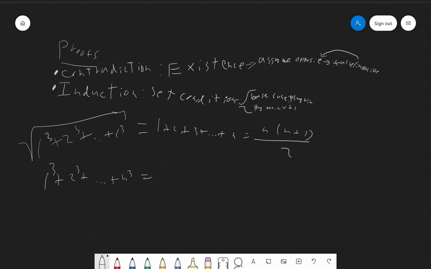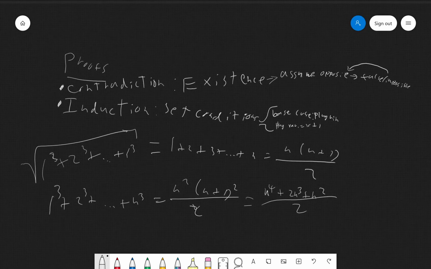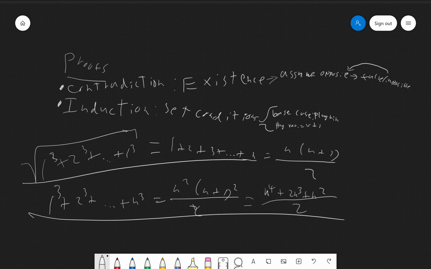Equals n squared times (n plus 1) squared over 2. And that's equal to n squared times (n squared plus 2n plus 1), so n to the 4th plus 2n cubed plus n squared over 2. Now we need to prove that this is true. So this one we can't really prove using induction. I mean, we could, but I'd rather prove this one because it's more familiar territory and we know what to do with this one. So we're gonna do this.